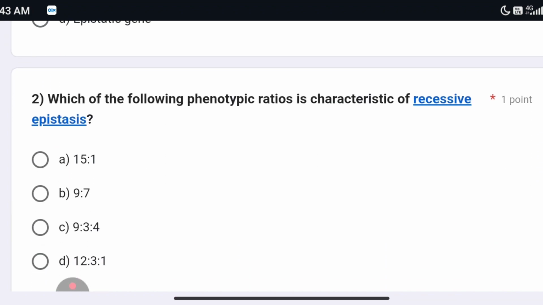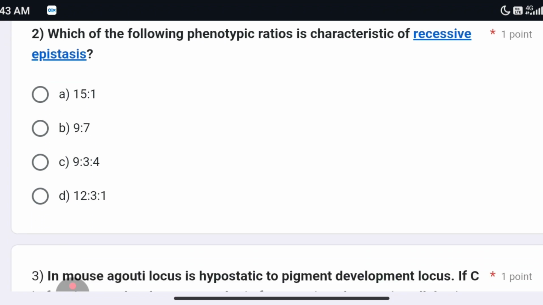The second question is, which of the following phenotypic ratios is characteristic of recessive epistasis? The options are 15:1, 9:7, 9:3:4, 12:3:1. The answer is C.